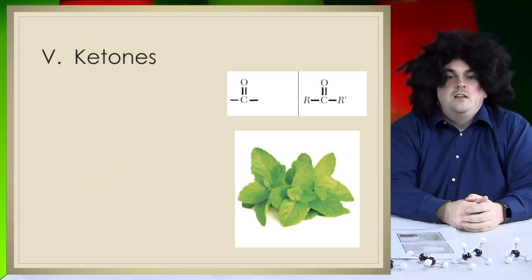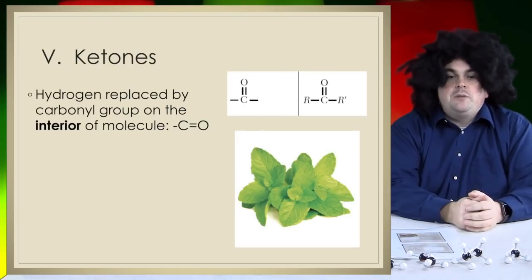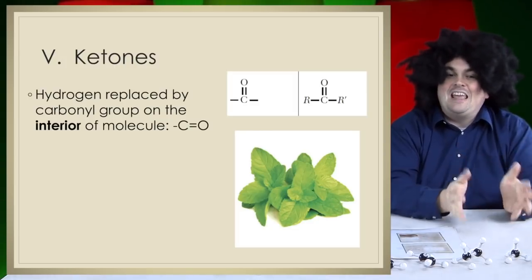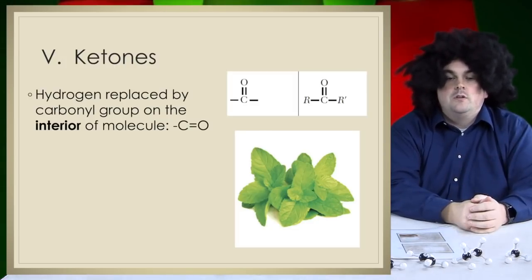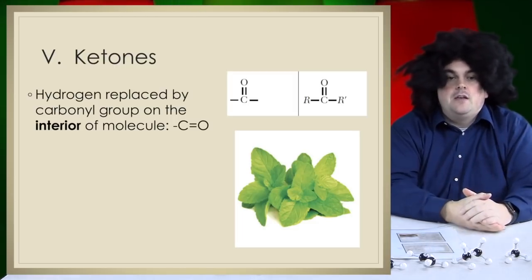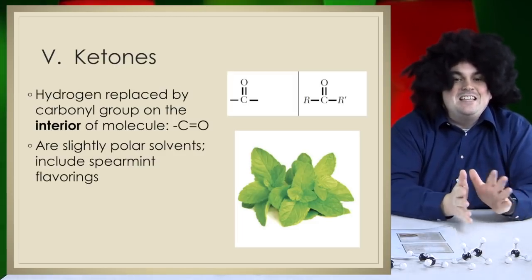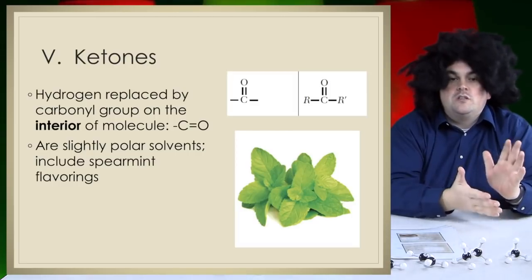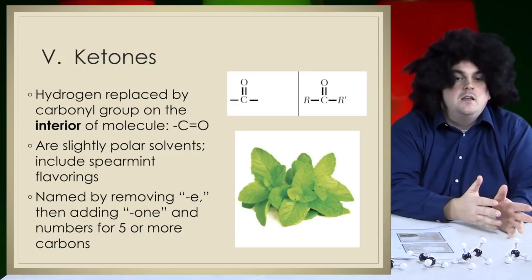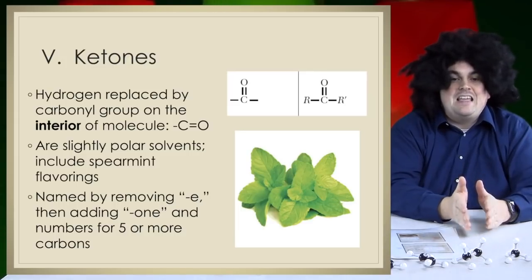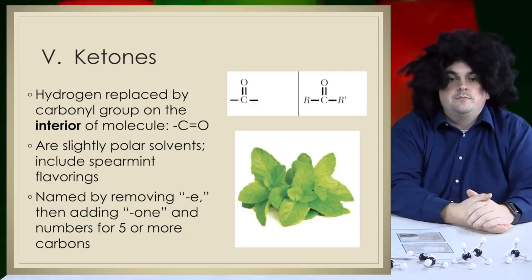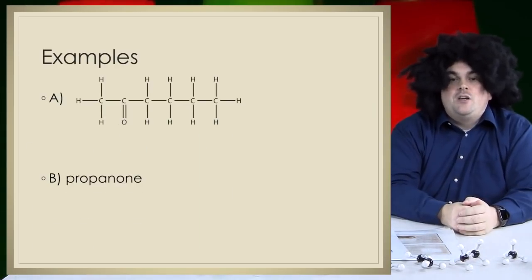Good. Ketones. Hydrogen replaced by a carbonyl group on the interior of the molecule. So it's a C double bonded O, but now it's in the middle as opposed to on the end. They are slightly polar solvents. They include spearmint flavorings. Named by removing the E, then adding ONE, and a number for 5 or more carbons. All right, let's do some ketone examples.